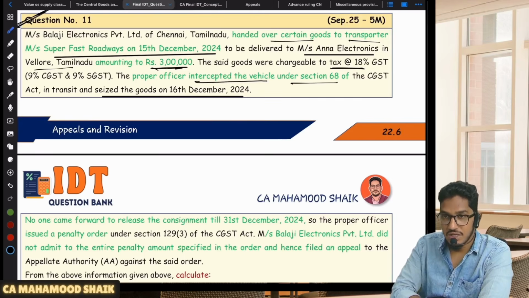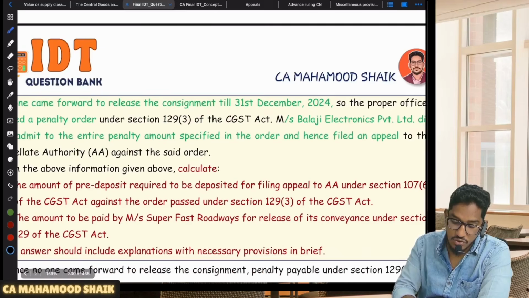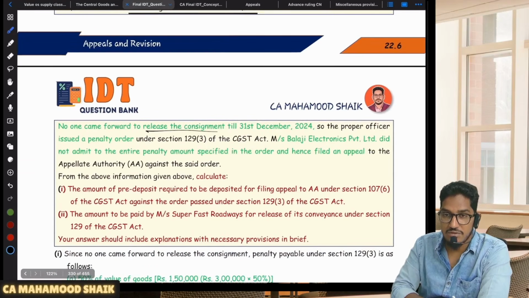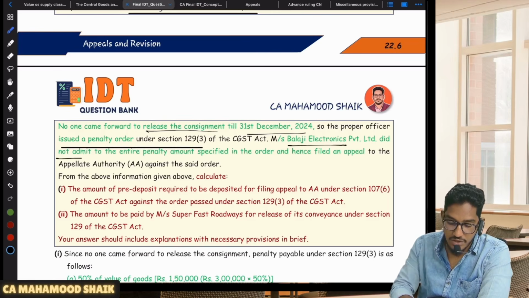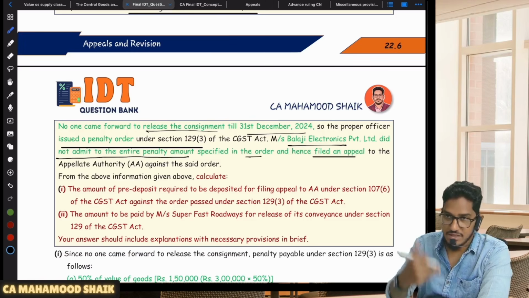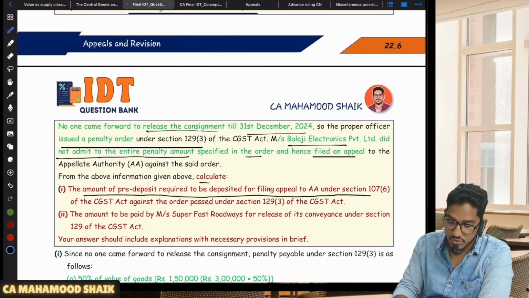129 will come. So if you want to release the goods, you are required to pay some penalty. If the owner comes forward, there is one penalty. If the owner does not come forward, then there is a different penalty. And if you want to release the conveyance, then also penalty is there. Now what is the question is, no one came forward to release the consignment. So clearly they have told owner did not come forward till 31st of December 2024. So the proper officer issued a penalty order under 129.3 of the CGST Act. Bajaj Electronics Private Limited did not admit the entire penalty amount specified in the order and hence filed an appeal. So he has issued a penalty order, then they have gone for appeal. Okay. From the above information, calculate what will be the amount of pre-deposit for filing the appeal to AA.